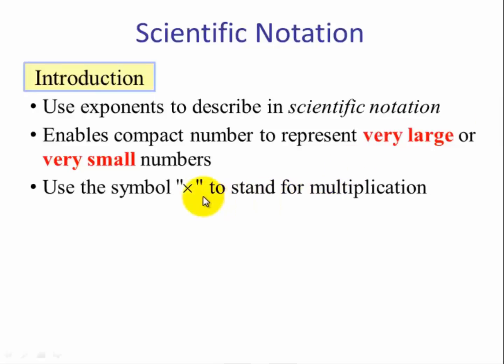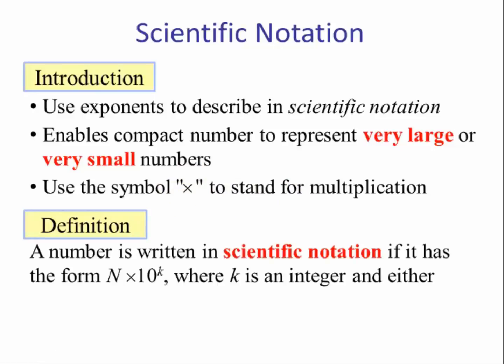In scientific notation, this symbol is used for multiplication. Now, chances are you probably have seen scientific notation before. This is how we will define it for this class. It's a number that can be written in the form n times 10 to the k, where k is an integer, and either n is in between -10 and -1, or n is in between 1 and 10. Now this will make more sense once we do a few problems. We use a power of 10 because 10 is easy to work with, both multiplying and dividing. Let's look at an example.